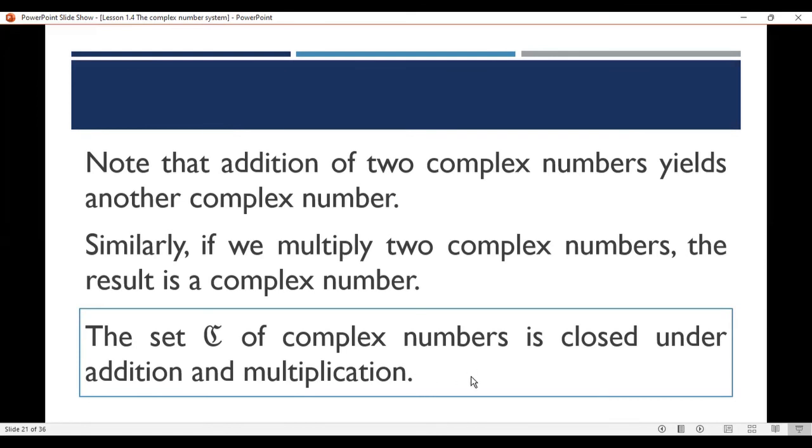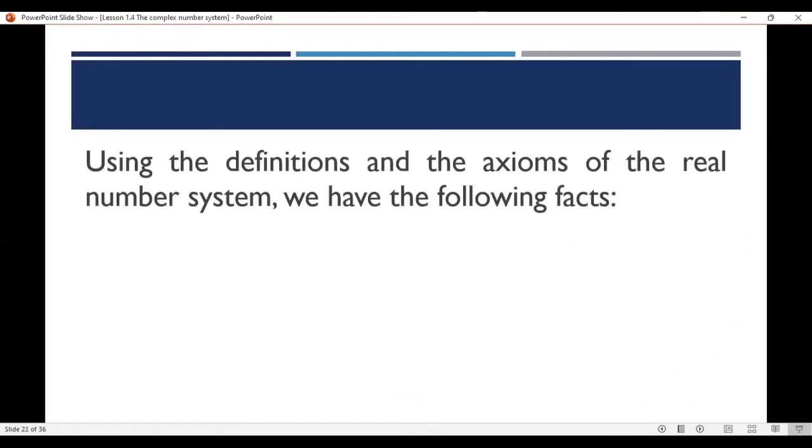So, lagay natin ang symbol. Pwede pala natin ilagay na closed, then C, kasi hindi ko magagawa itong symbol na ito eh. Then, plus or addition, then multiplication. Ayan. Complex number is closed under addition and multiplication. Next, using the definitions and the axioms of the real number system, kailangan natin yung mga definition natin at saka yung mga axioms sa real number system. So, i-apply natin sa complex.